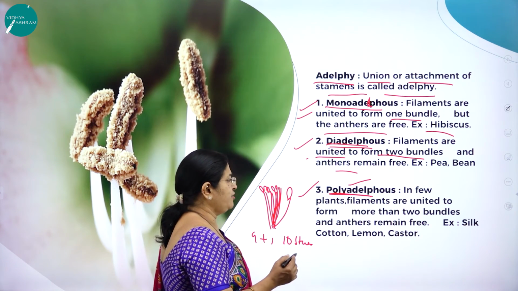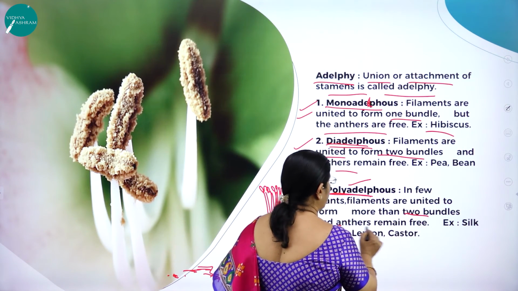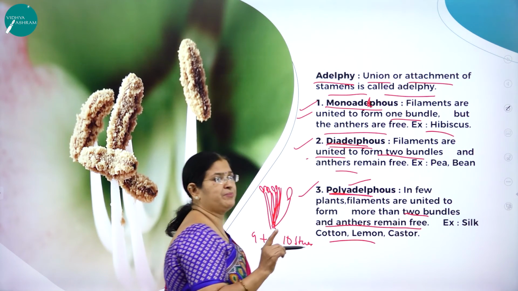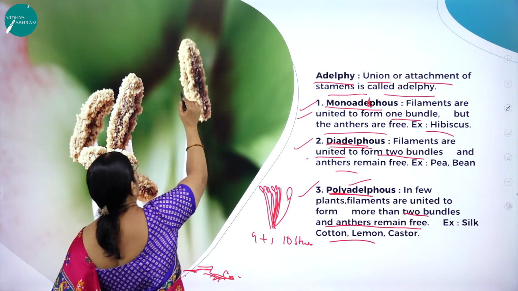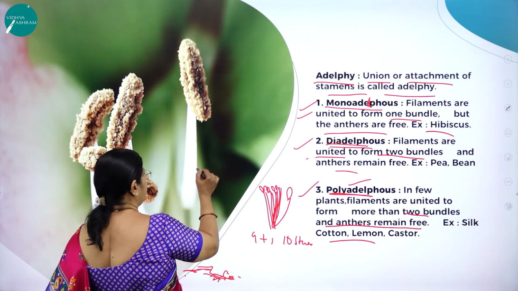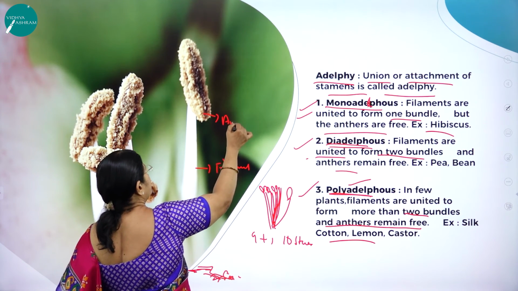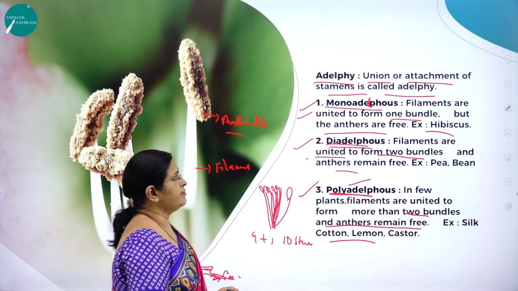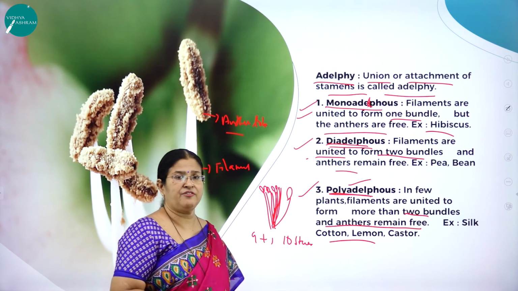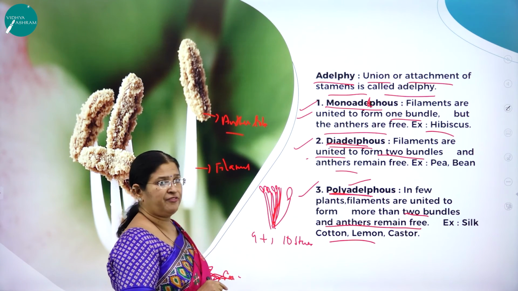For example, in few plants, filaments are united to form more than two bundles and anthers remain free. But one thing you should remember, the anthers are free. The anther lobes are free. Here you can see the anther lobes are free. Only the filaments are united, this is the filament and this is the anther lobe. Right. So hope you have understood what is adelphy. Adelphy is nothing but the union or attachment of stamens.